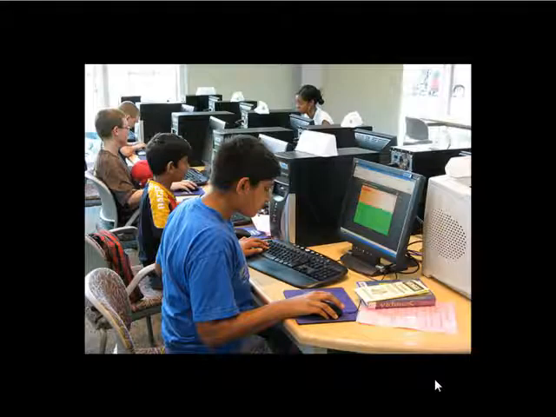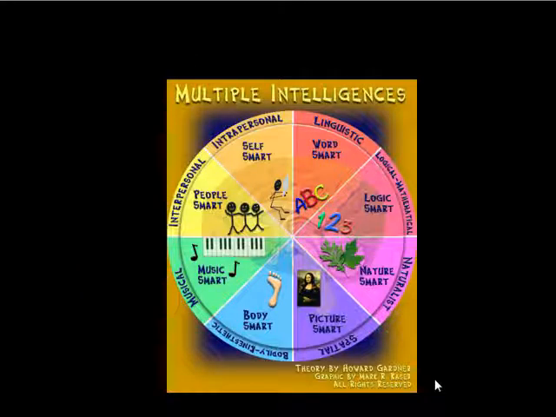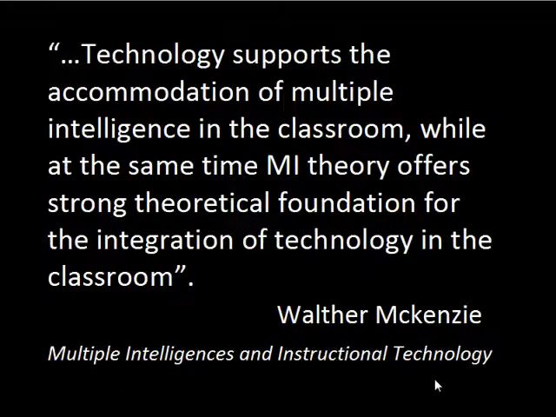Technology is incorporated into this unit to enhance student learning by applying the use of Howard Gardner's multiple intelligence theory, in which he describes 8 different ways in which people process information, including verbal, logical, visual, kinesthetic, musical, interpersonal, and naturalist intelligences. As Walter Mackenzie noted, technology supports the accommodation of multiple intelligence in the classroom, while at the same time MI theory offers strong theoretical foundation for the integration of technology in the classroom.